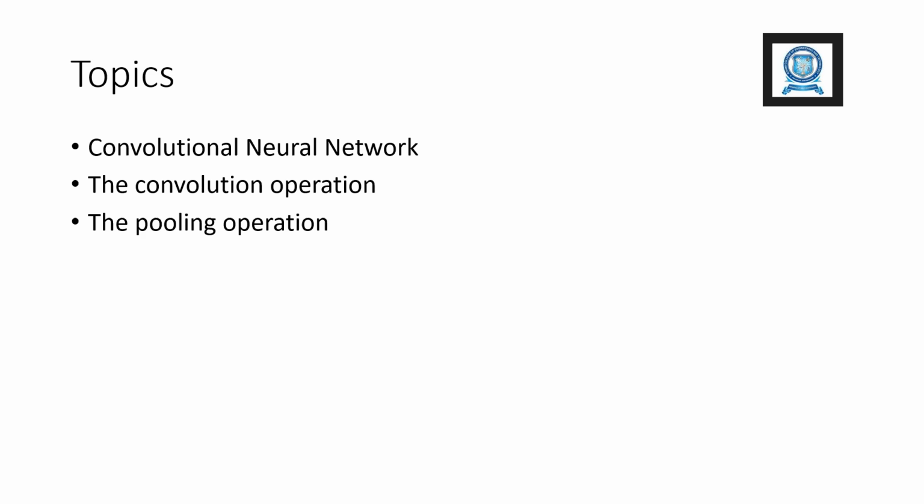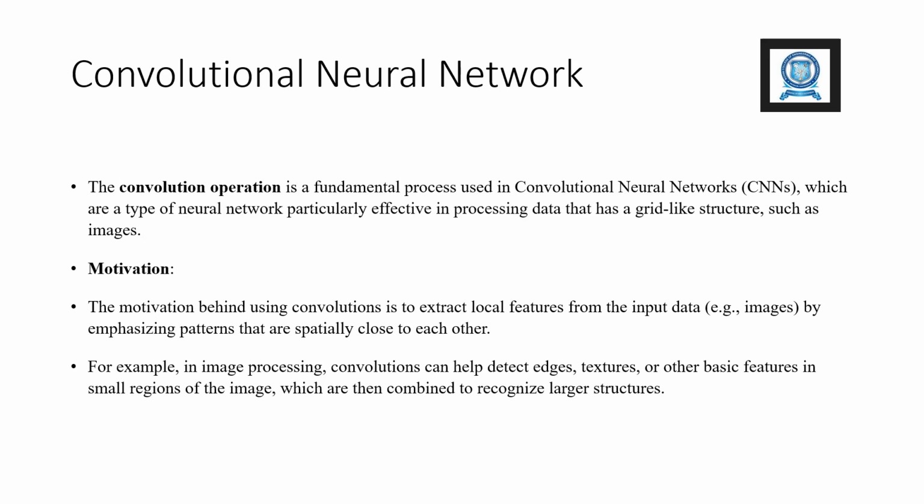In this presentation, convolutional neural network, the convolution operation, and the pooling operation are presented. Convolutional neural network. The convolution operation is a fundamental process used in convolutional neural networks, which are a type of neural network particularly effective in processing data that has a grid-like structure such as images.